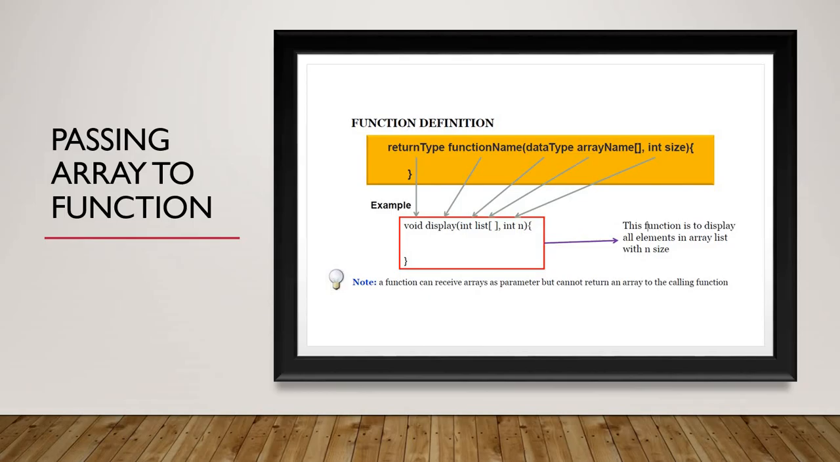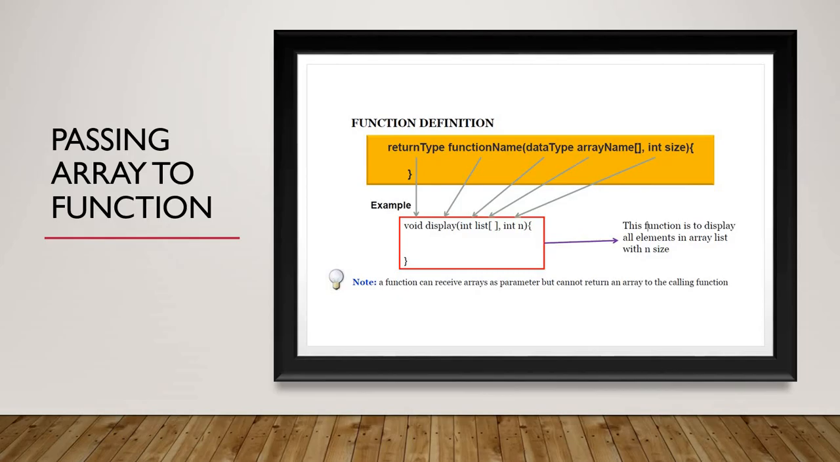So for example, void display, and then you have a bracket, and then int list, and then square bracket, as usual, the square bracket is where we write down the size of the array, and then int n. So this function is to display all elements in array list with n size. So you are going to pass the array name to the function void display, and then the n will refer to the size.